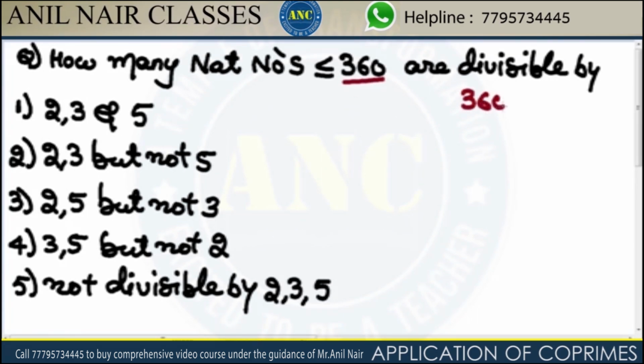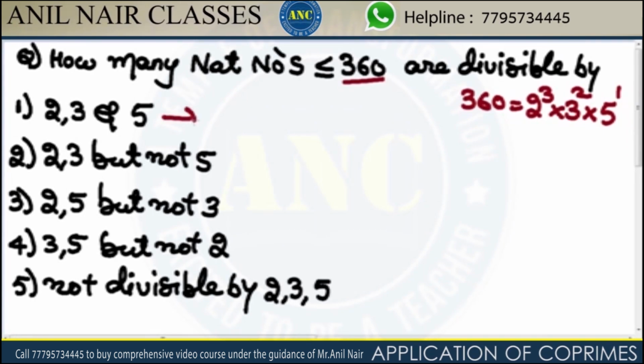360 is nothing but 2 cube into 3 square into 5 power 1. 8 9s are 72, 72 5s are 360.